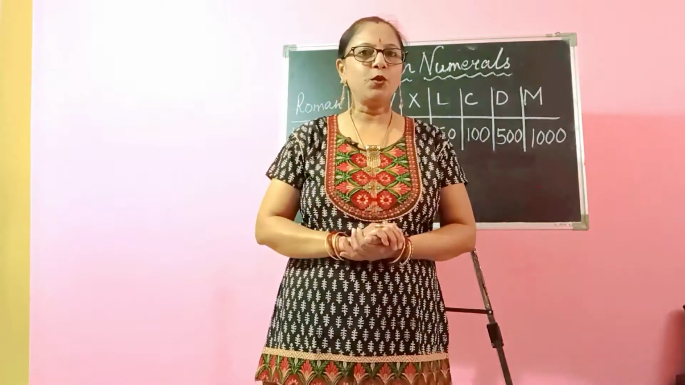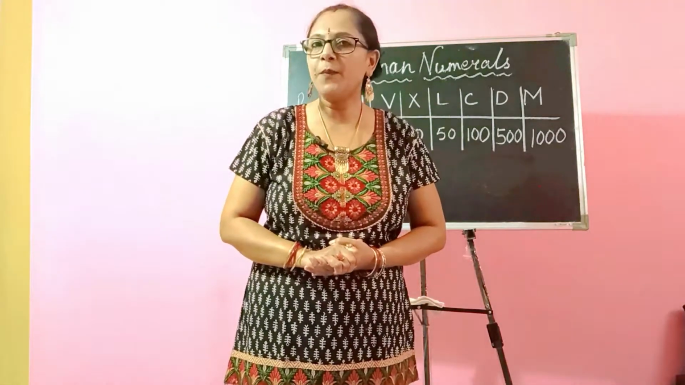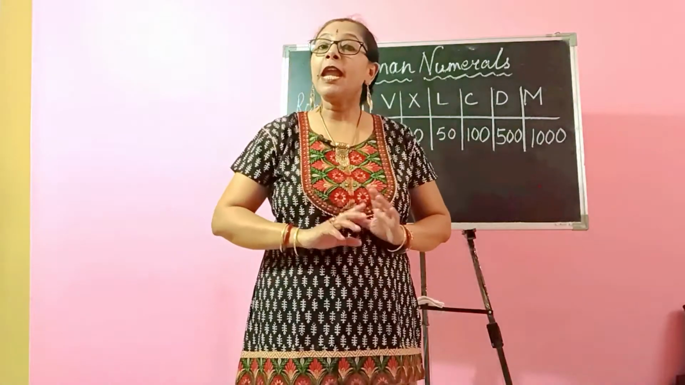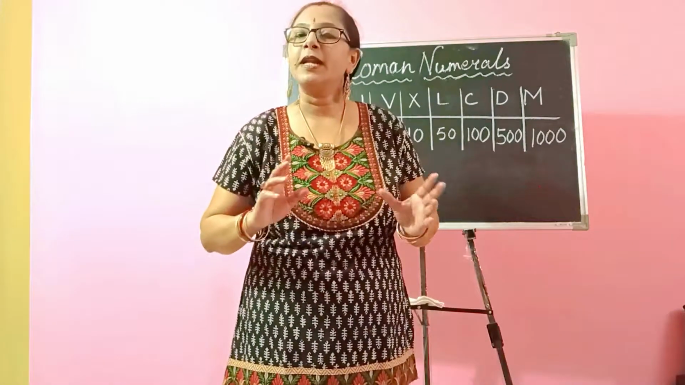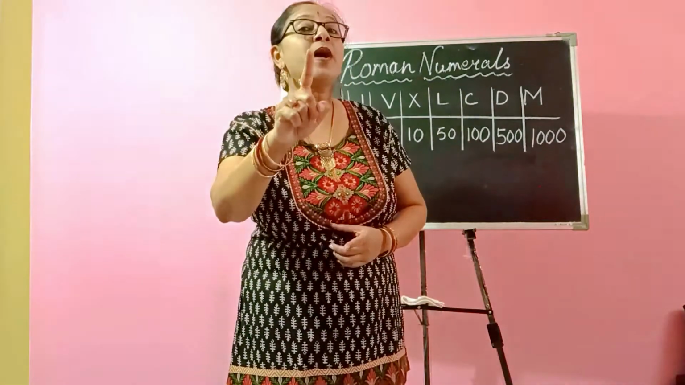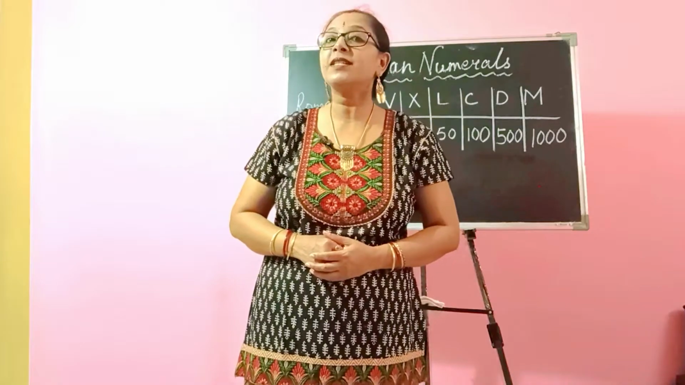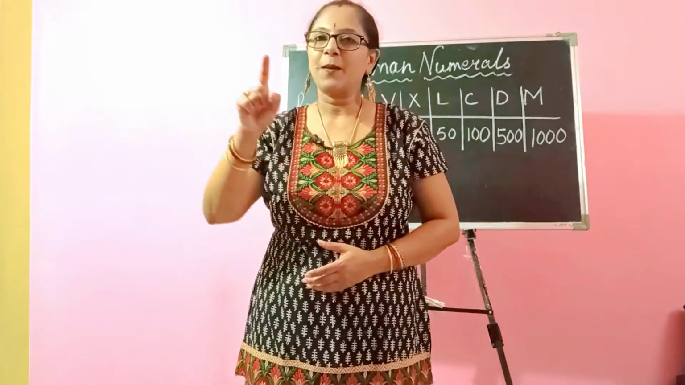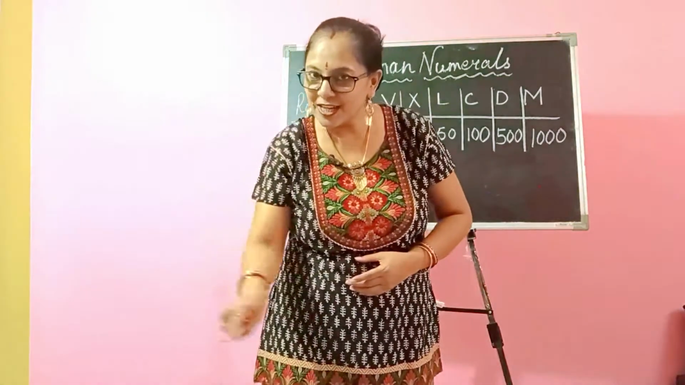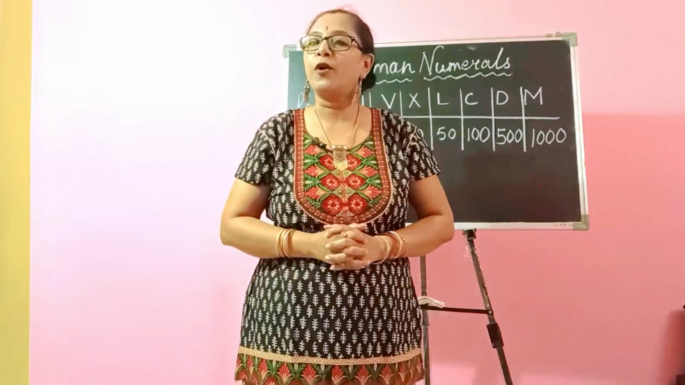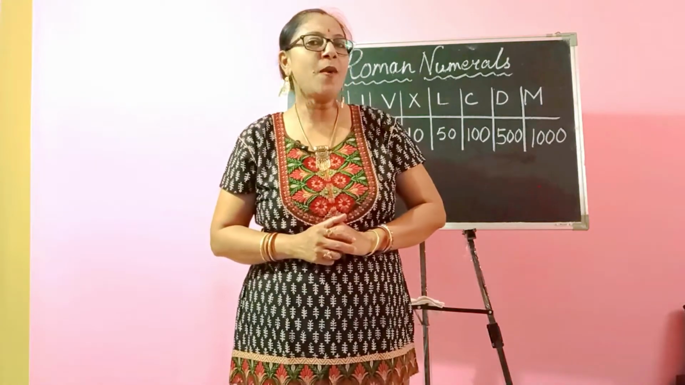Children, as we use the 10 basic digits in the Hindu-Arabic numeration system to form numbers, in the same way the ancient Romans used 7 basic letters to form numbers. Still today, we find Roman numerals written on watches and clocks. We also find Roman numerals written above the classrooms. But remember, Romans do not have any symbol for zero. They use only these basic 7 letters to form numbers.